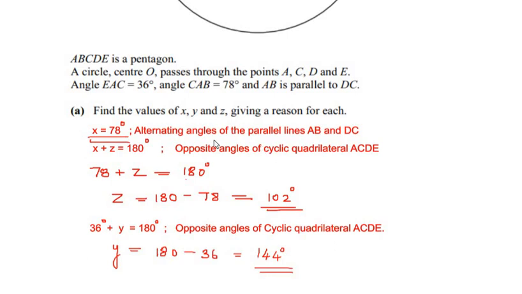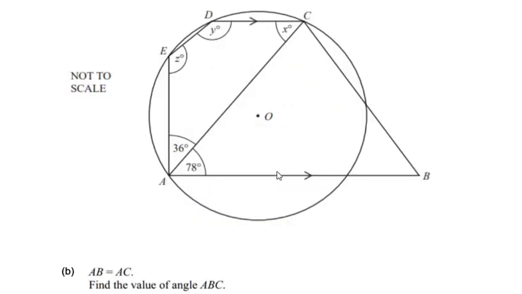So let us look at part B of this question. The side AB is given equal to the side AC, which means we have an isosceles triangle here, ABC. We have to find out the value of angle ABC. So we need to find out what is angle B. So let us consider this triangle.